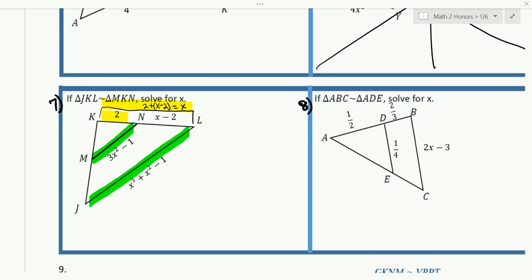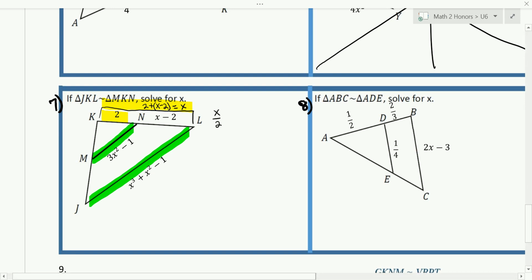So I've highlighted corresponding sides. With my small triangle, the green is 3x squared minus 1 and the 2, right? With the larger triangle, I have the x cubed plus x squared minus 1 as the base. And then here, I had to add the 2 with the x minus 2 to get that full side length, which is just x. And so x is that full side length that you want to use. And so when you set up your proportion, there's multiple ways to do this, but I'll do x over 2.